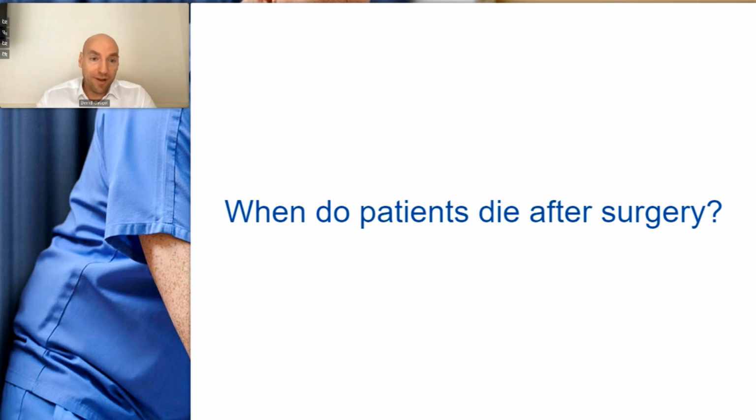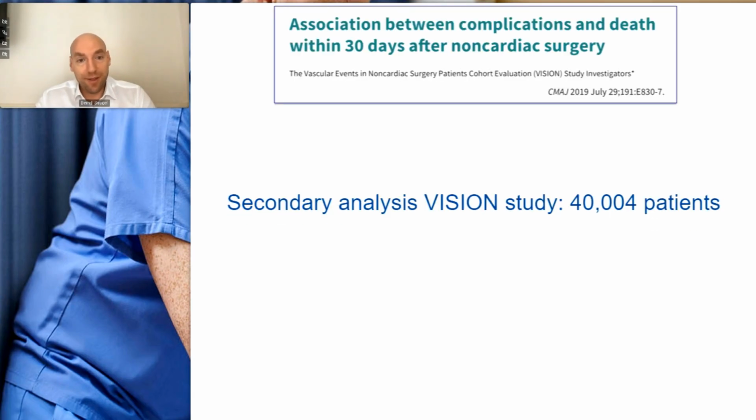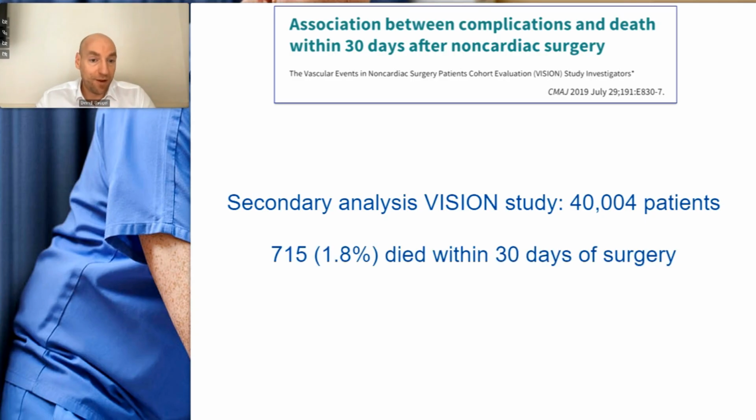An important and reasonable question then, of course, is when do patients die after surgery? Because if we speak about monitoring on normal wards, we want to know when our patients are at the highest risk. And there is an interesting secondary analysis of a large study of more than 40,000 patients just addressing this question. Again, in this cohort, about 2% of patients died within the first month after surgery. So this is surprisingly consistent across different cohorts.